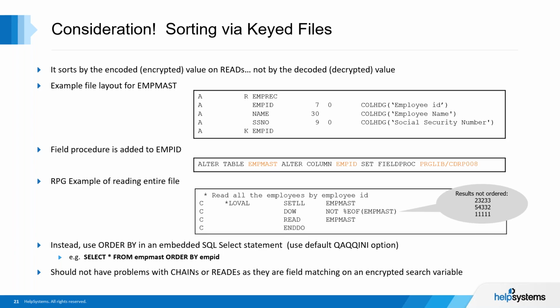You shouldn't have problems if you're using chains or read equals, again, as I mentioned, because these are field matching on the search criteria, and we can encrypt that search criteria and do an equivalent of the data record using that. Again, this encryption of the search algorithm is happening automatically at the database level. You do not have to code for that.